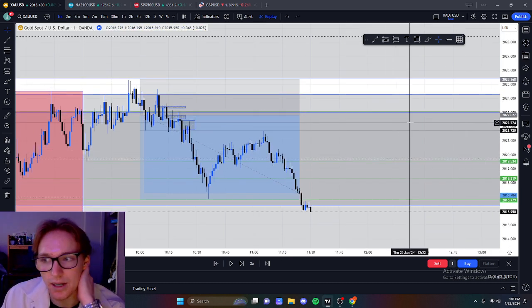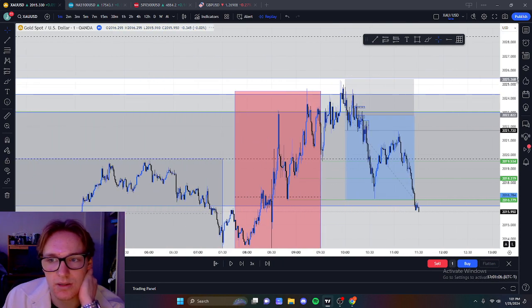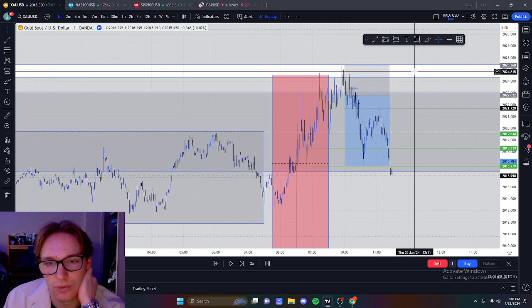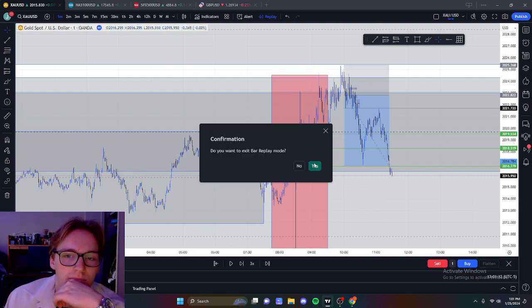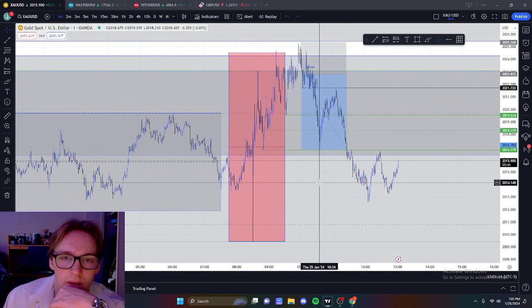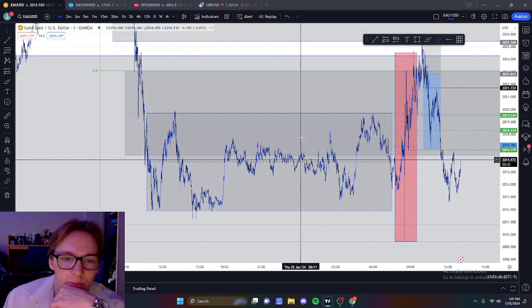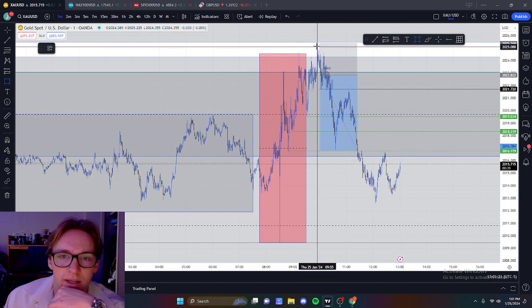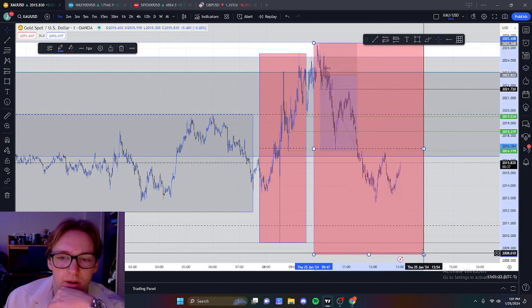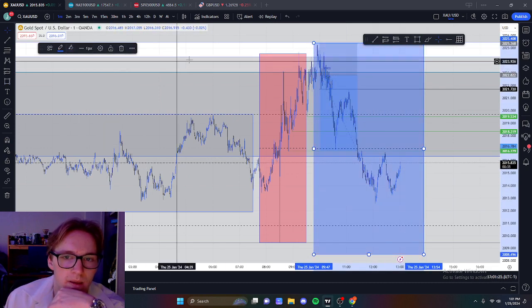And I honestly think price keeps on running down because when we're looking at it right here, well, I mean, we're bullish altogether, to be honest. Let me exit out of replay mode. So we have our accumulation right here. We have our manipulation right here. And then right here is our distribution.